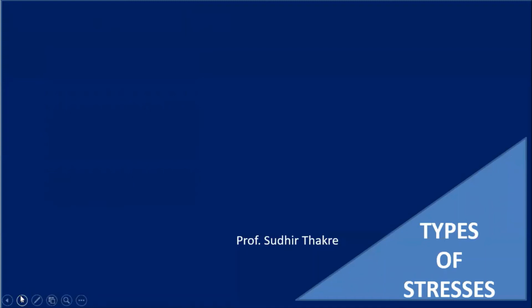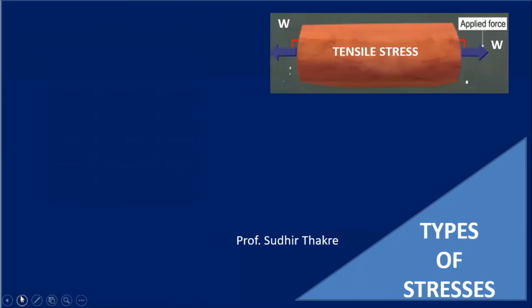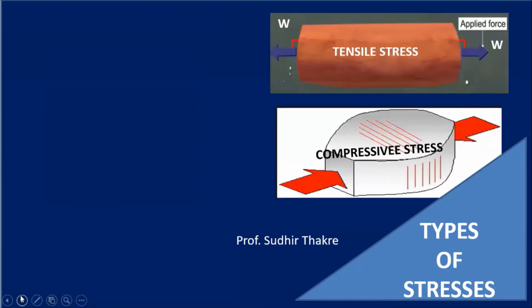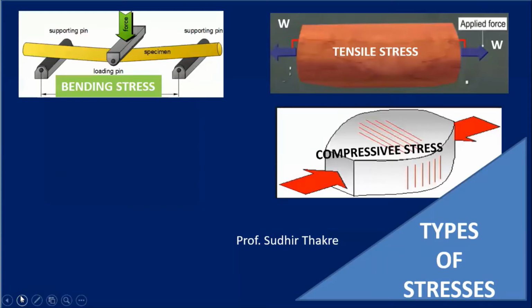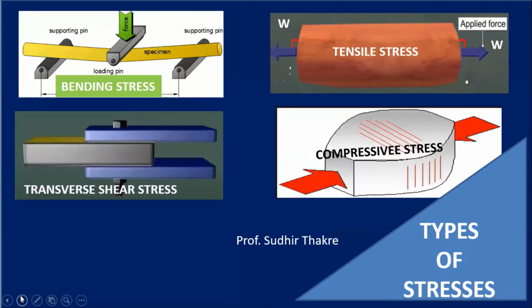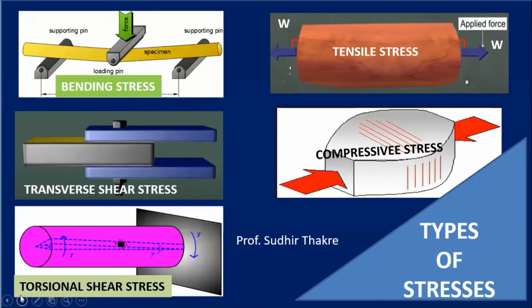Hello friends, let's watch this video to understand the types of stresses like tensile stress, compressive stress, bending stress, transverse shear stress and the torsional shear stress. So let's begin with the tensile stress, which is denoted by sigma T. Let's do an activity to understand the tensile stress.